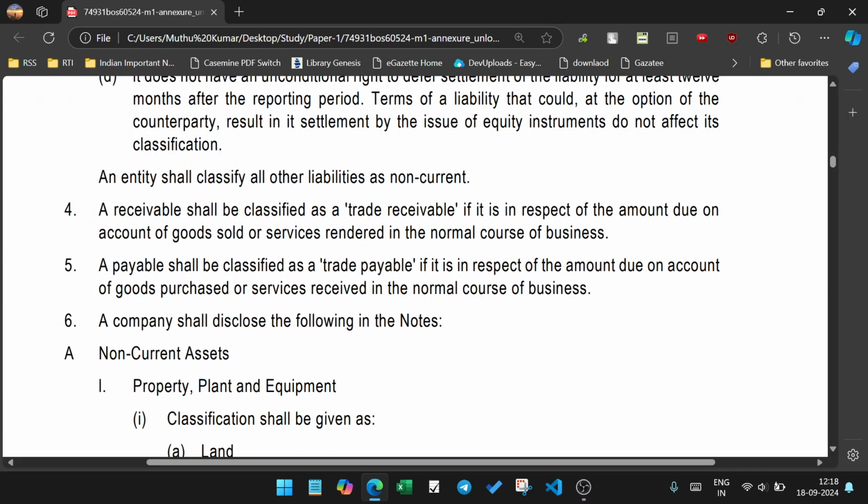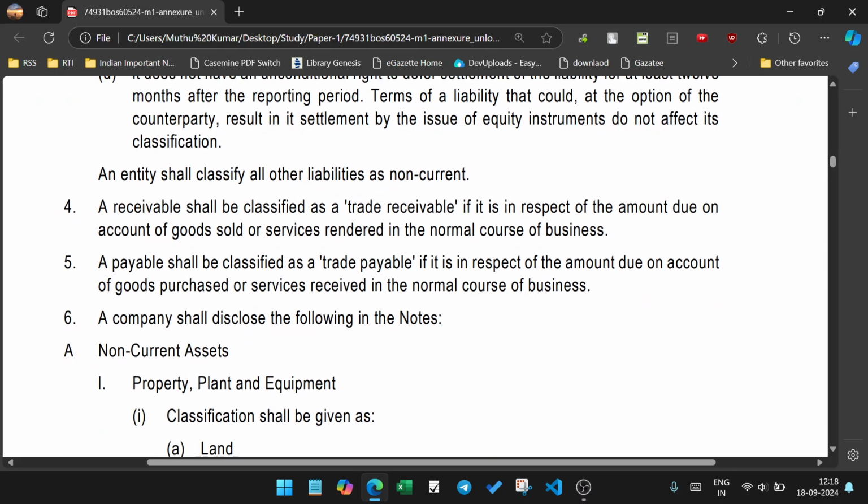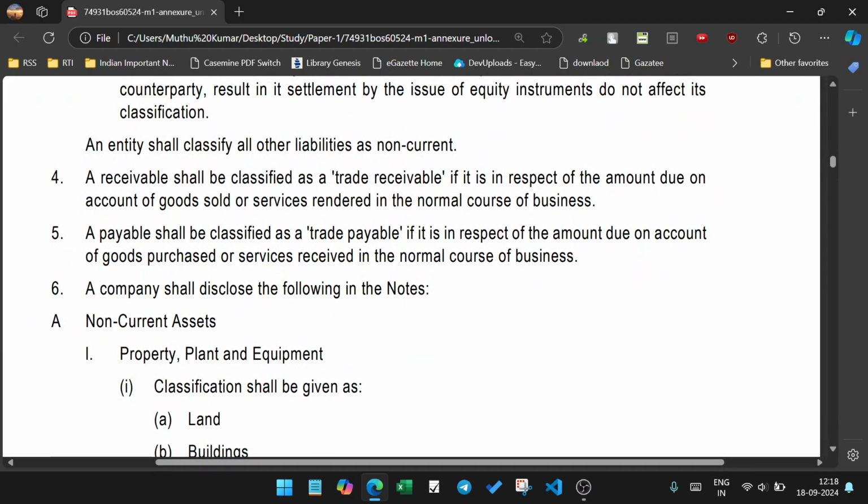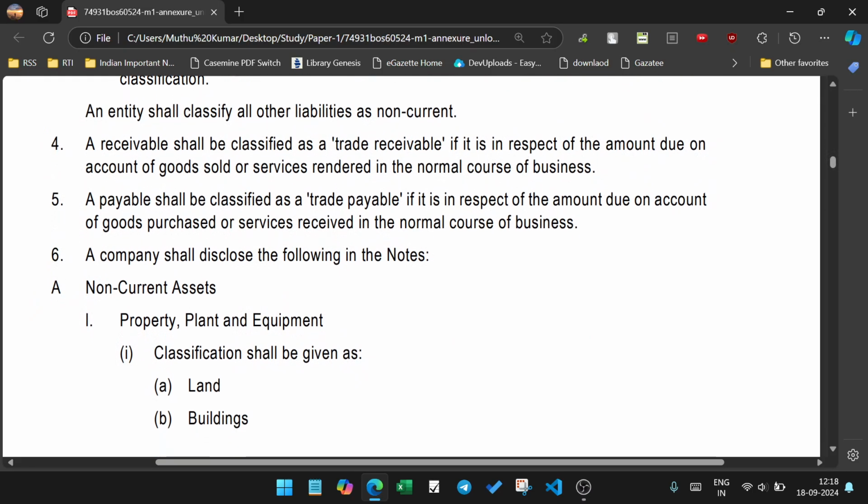A receivable shall be classified as a trade receivable if it is in respect of the amount due for goods sold or services rendered in the normal course of business. A payable shall be classified as a trade payable if it is in respect of the amount due on account of goods purchased or services received in the normal course of business.